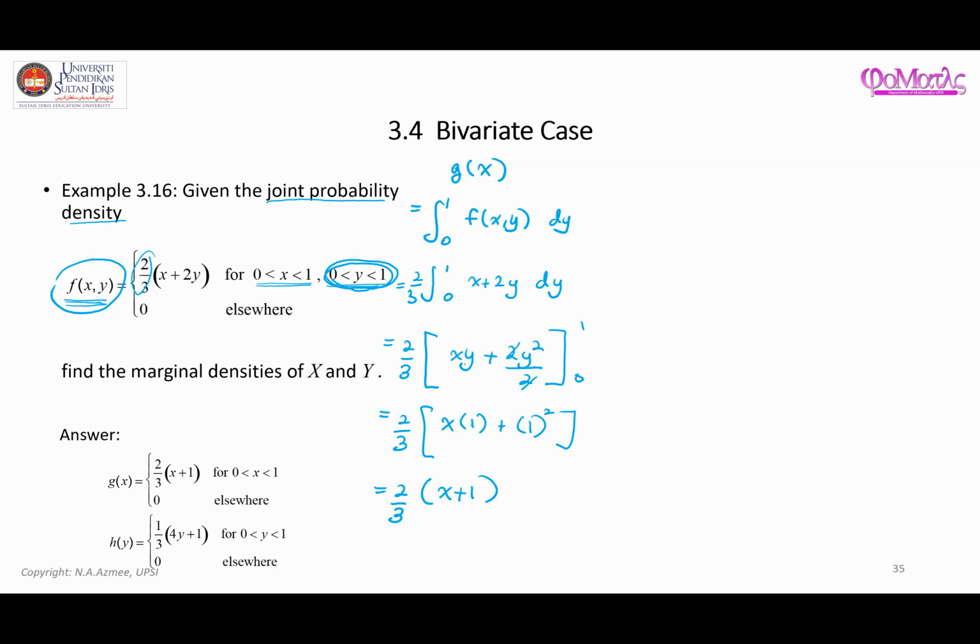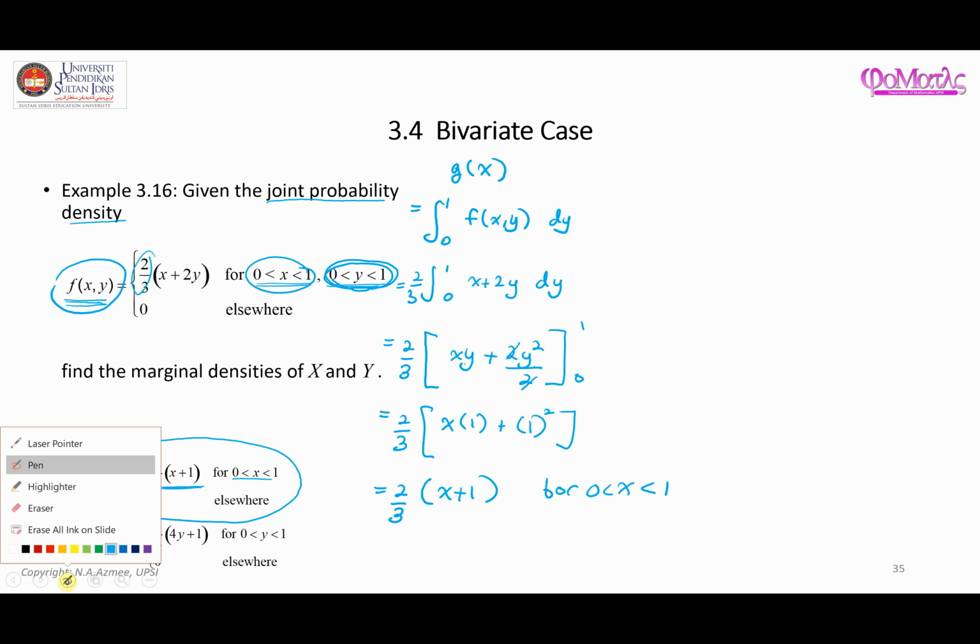Okay, and therefore this result here applies when x is between 0 and 1, and we can write it in an elegant manner using this notation, where the result is given for x between 0 and 1, and then you will get 0 otherwise.